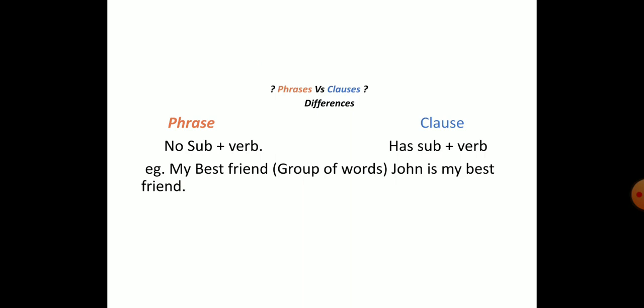Let me give you a hint: from these two groups of words, the one which has a subject and verb combination is a clause, and the one which doesn't have a subject and verb combination is a phrase. How can I identify? "My best friend" is a group of words with no subject and verb, so it's a phrase. And "John is my best friend" has a subject and verb combination, as John is a subject, and "is" is a verb. So it's a clause.